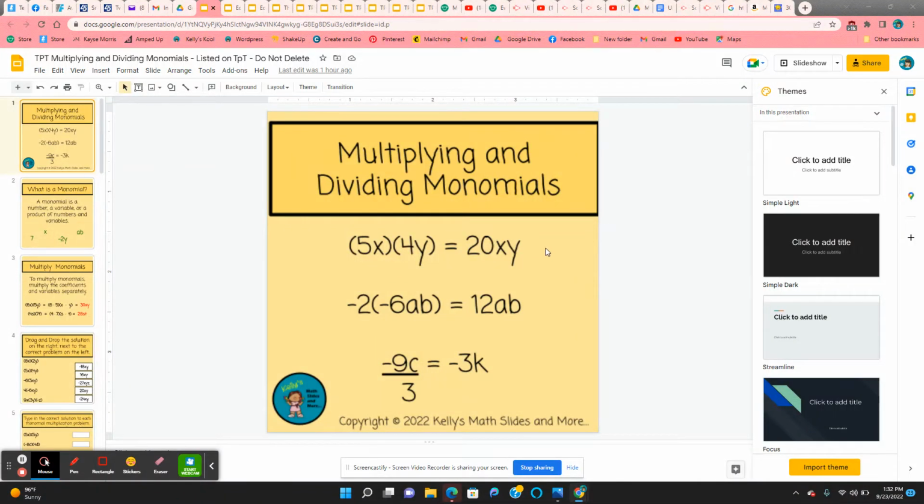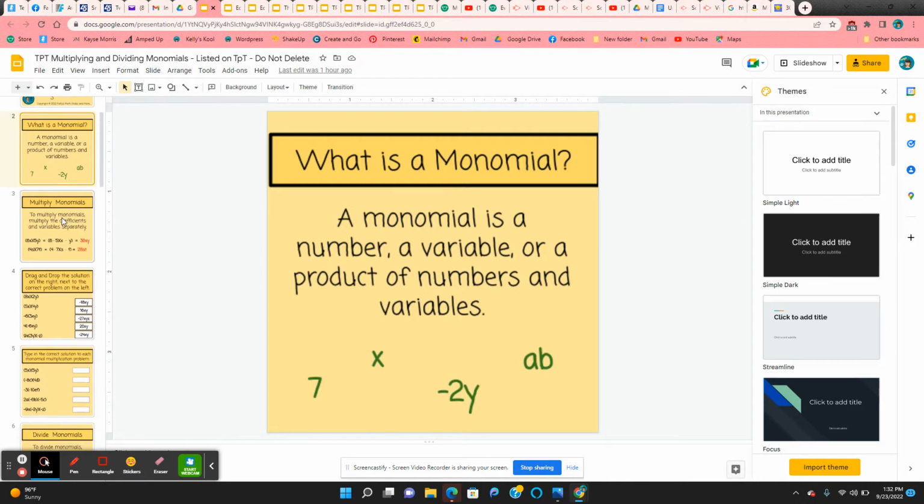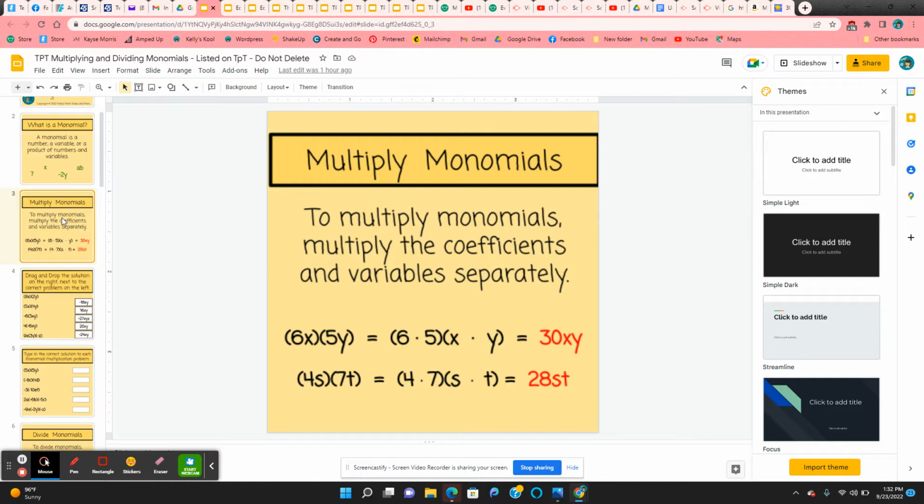Multiplying and dividing monomials. This is a beginning algebra lesson, and it ends with a really fun riddle for the students to solve. So it just starts out with a definition of what a monomial is and some examples, and then some examples of how to multiply.